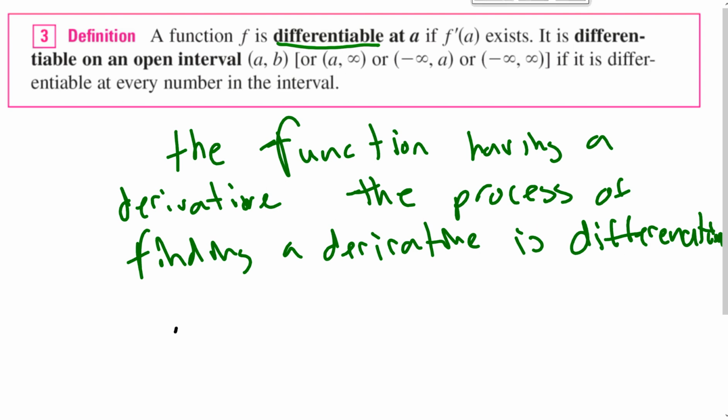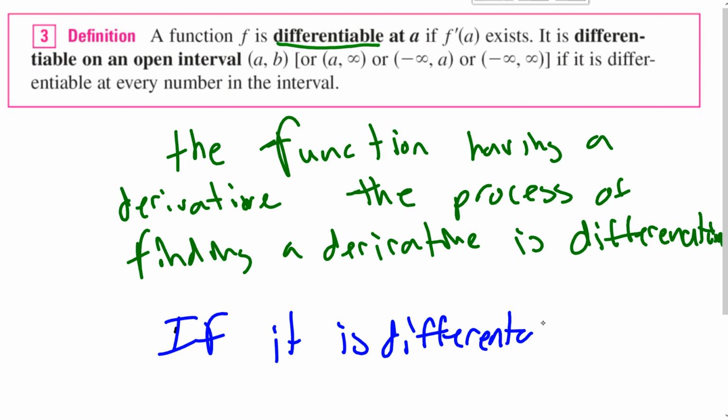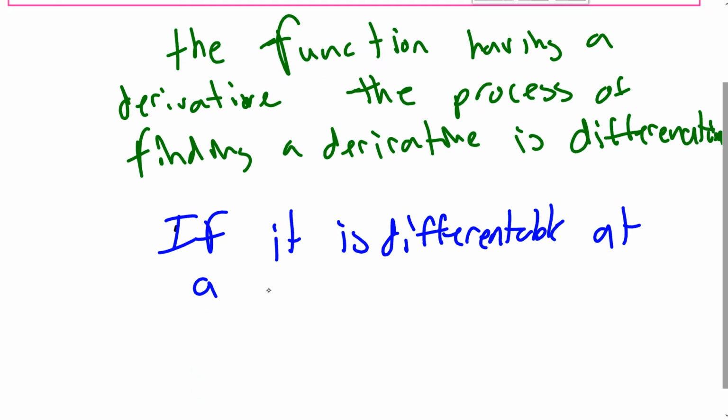So we have three cases where it exists, or three conditions. So if it's differentiable at a value of x, so differentiable at a, then it is continuous.